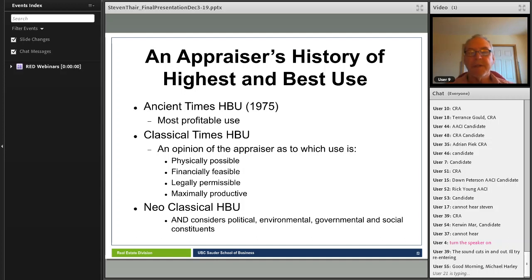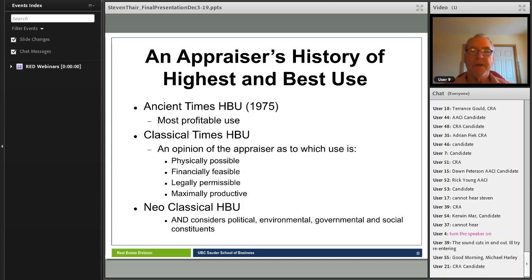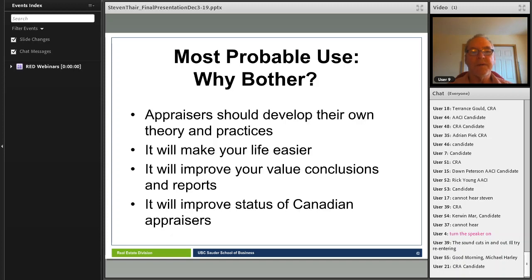And then folks started to realize that some other things were going on. Public buildings were going up and they're not profitable. And there's environmental concerns now, and there's social factors involved. And so our teaching and our dogma in appraisal recognize this stuff. And that's about where we've got to now.